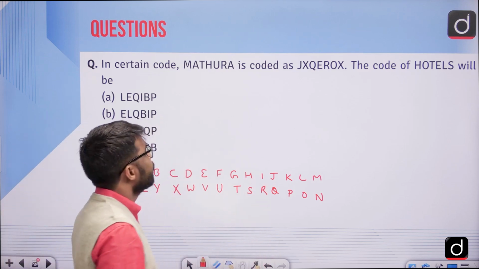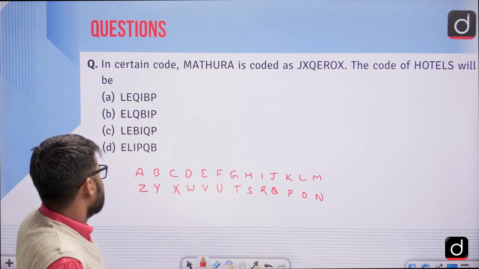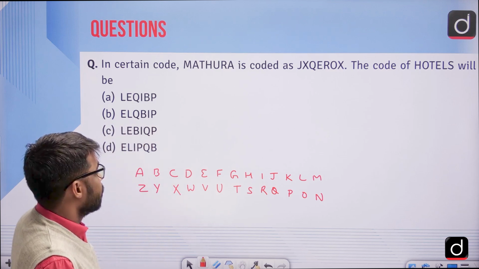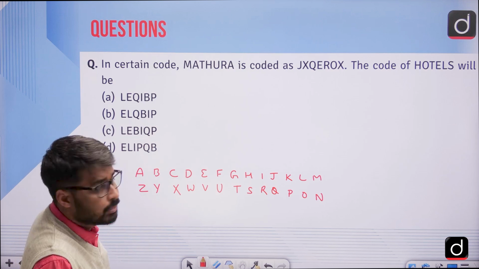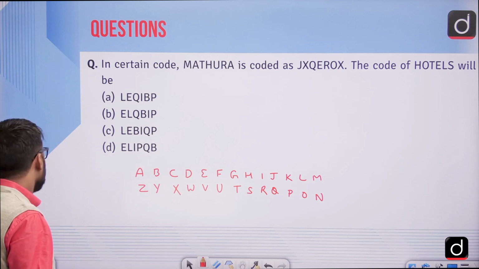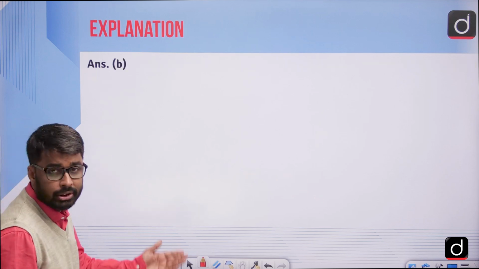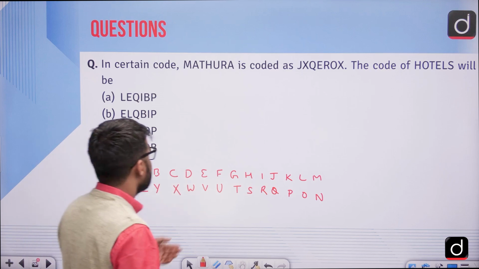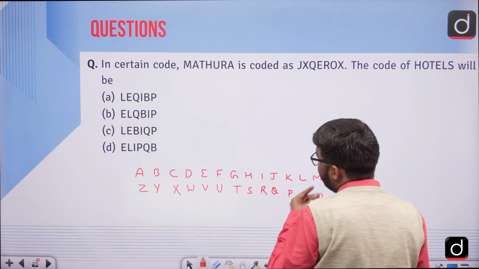Now, as you can see, there is one word and its code is given, and the code for the second word is being asked. So, sir, this is a type 1 question, right? I have already told you how to solve a type 1 question. The correct answer was B. So, let's see how we would reach that answer.